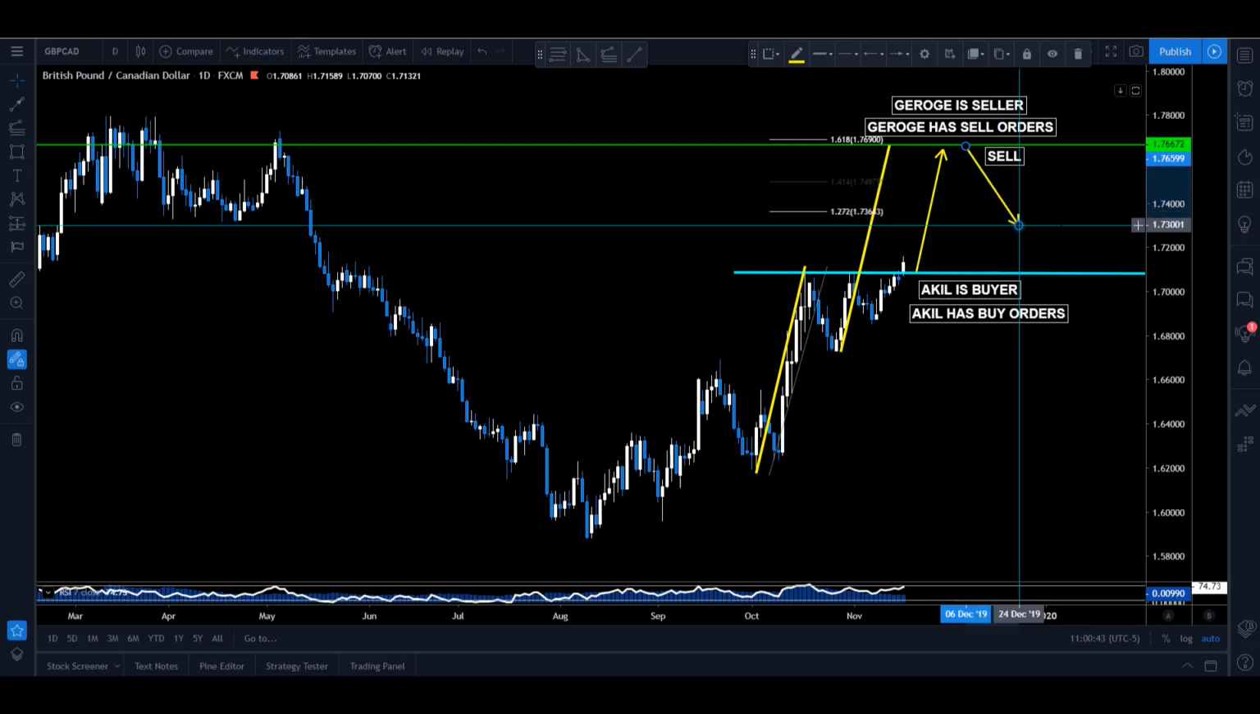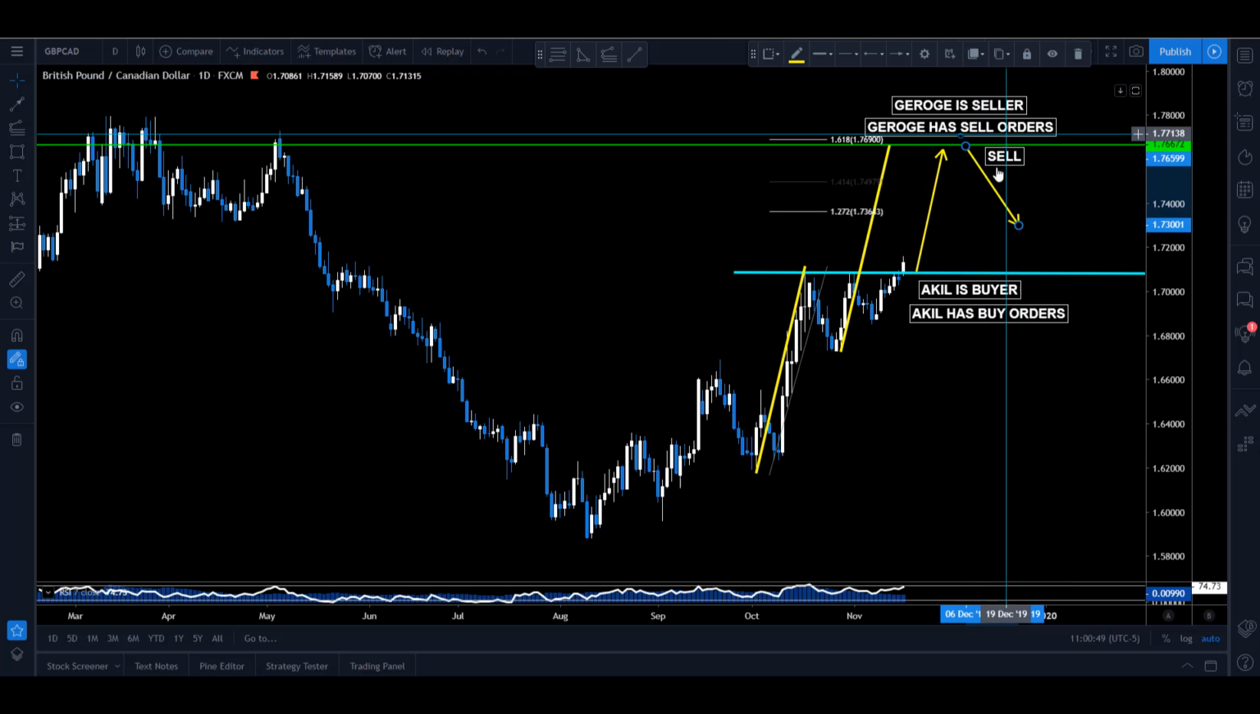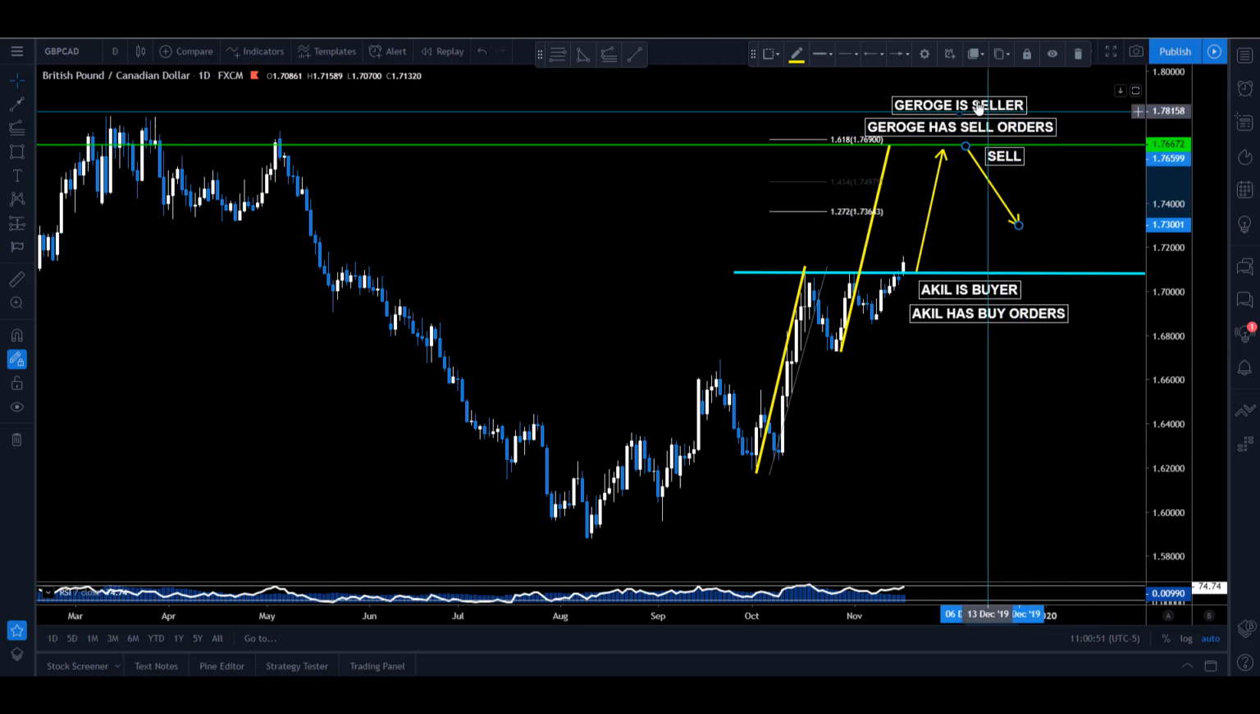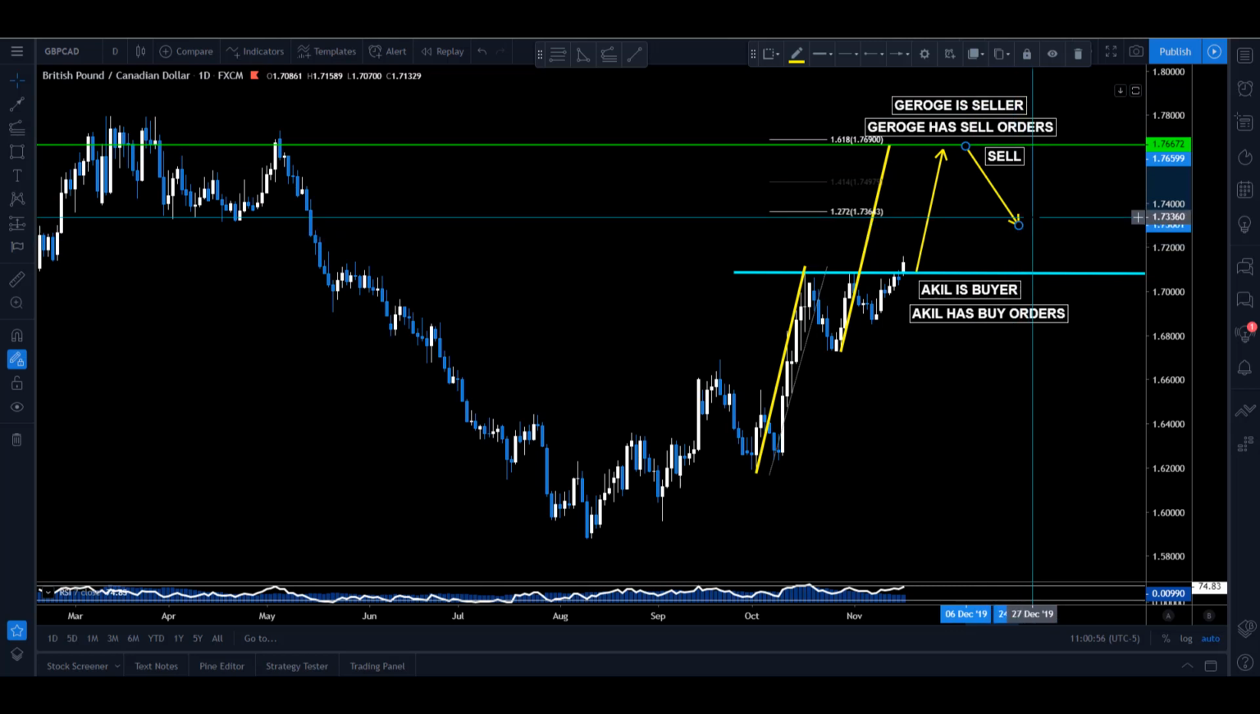Price drops. Now, who's the winner here? Both of us. Akil wins because I took profit. George has some more selling pressure to help push it down. George wins too, assuming it hits his profit. It's not one person wins, one person loses. It's about understanding what people are doing at different levels. And if you understand this, this is another piece of the edge.